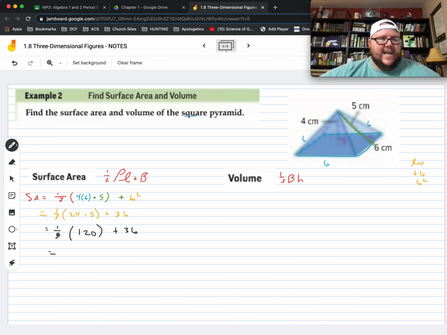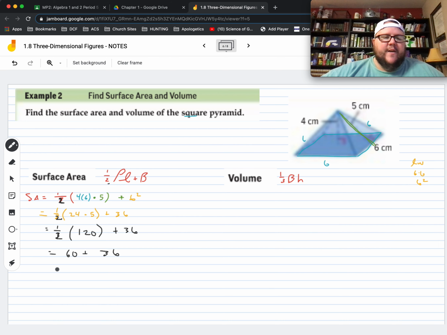This is where I made a mistake. This is 1/2, guys. Forget it. Remember, our formula says 1/2, and I wrote 1/3. So it's 1/2 of 120, which is 60 plus 36. So make sure that it's easy to make these mistakes. I make them sometimes.